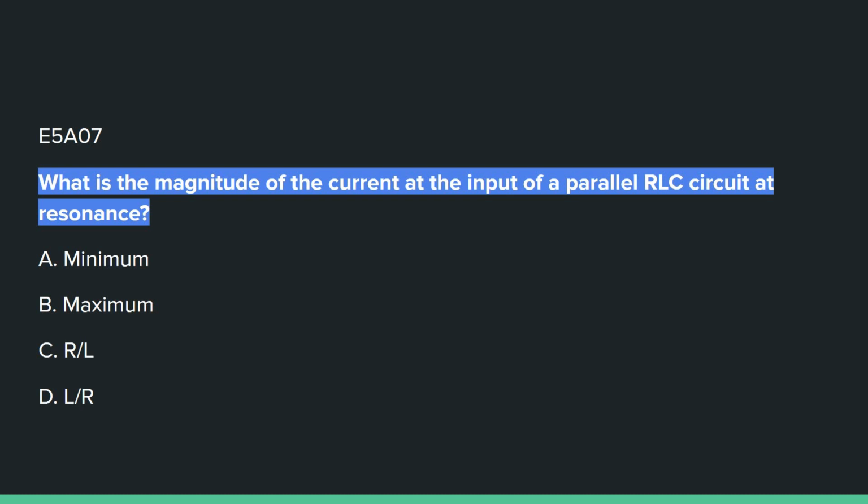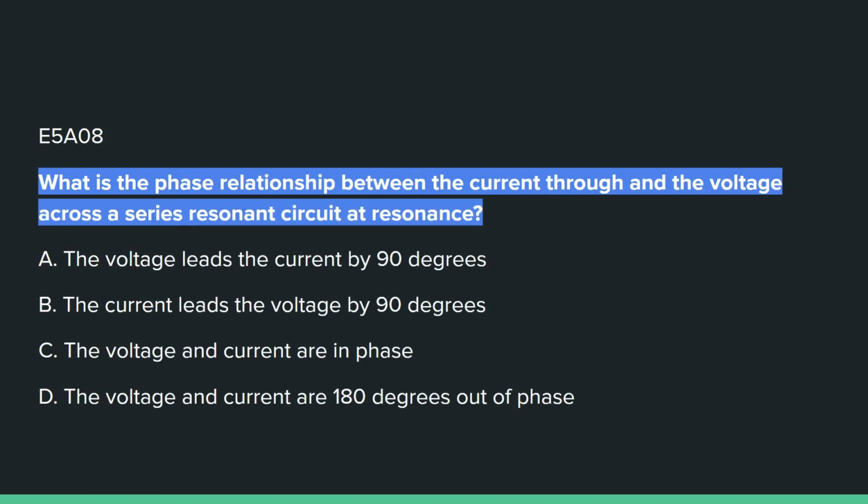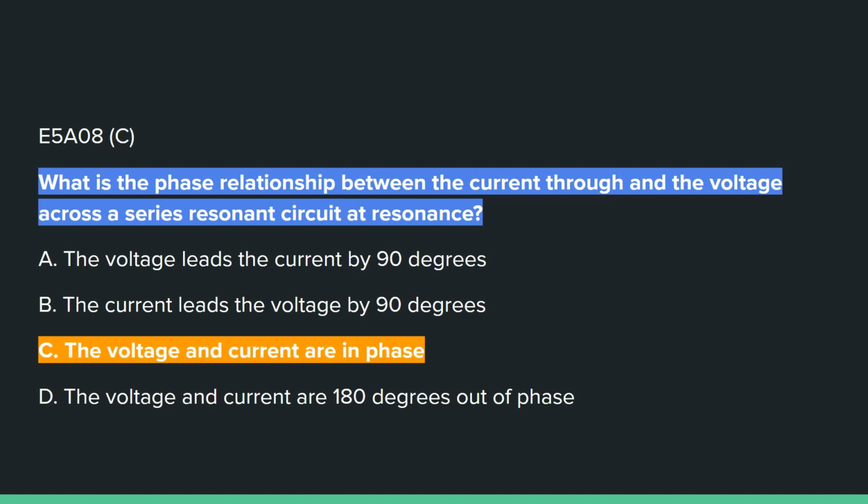E5A07, what is the magnitude of the current at the input of a parallel RLC circuit at resonance? A, minimum. E5A08, what is the phase relationship between the current through the voltage across a series resonant circuit at resonance? C, the voltage and current are in phase.